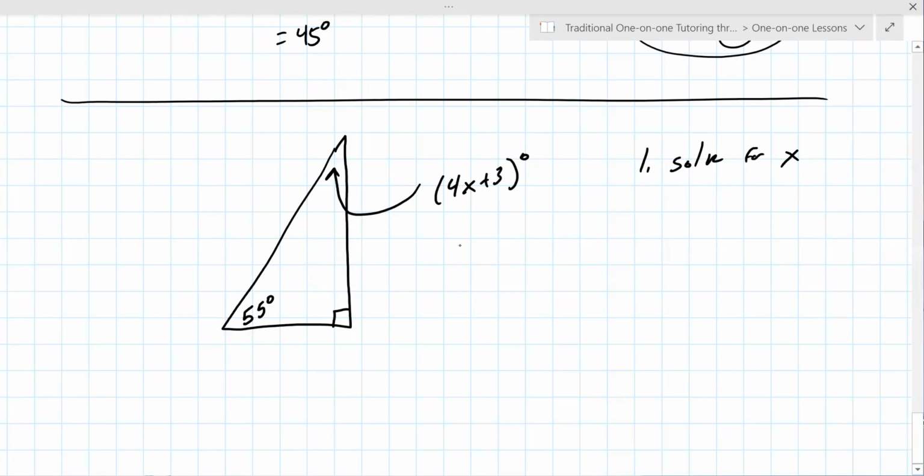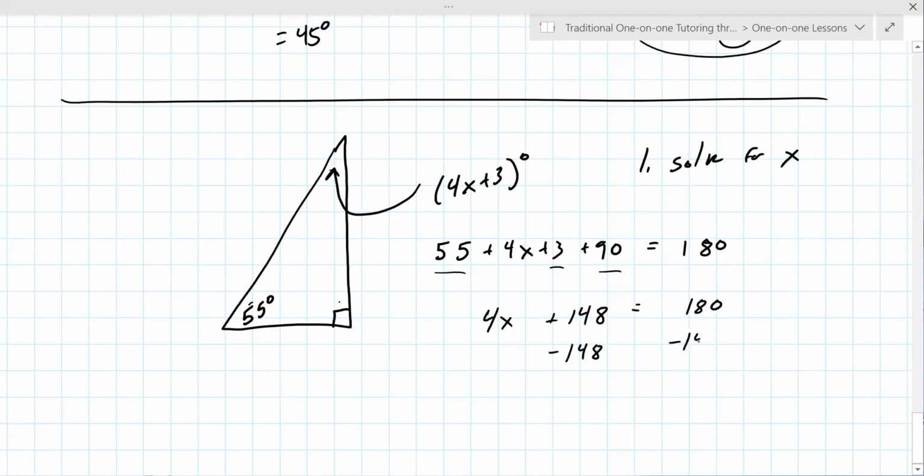So again, I can only ask you. 55 plus 4x plus 3 plus 90 equals, what do the three angles in a triangle add up to? To 145. No, 180. Okay. And then we have 3 and 55 and 90. That adds up to 148. Mm-hmm. So I want you to subtract 148 from both sides, and you should get 4x equals 32. So you divide both sides by 4. What does x equal?